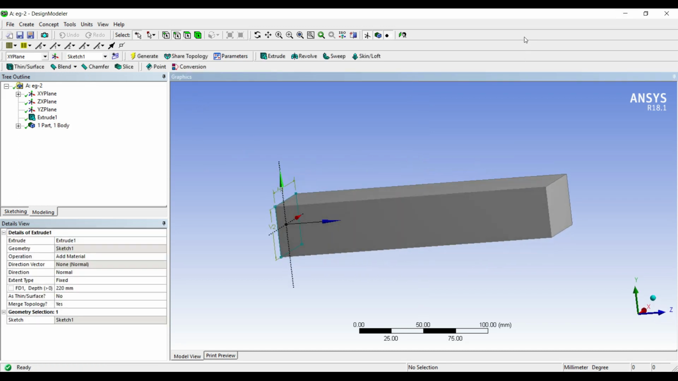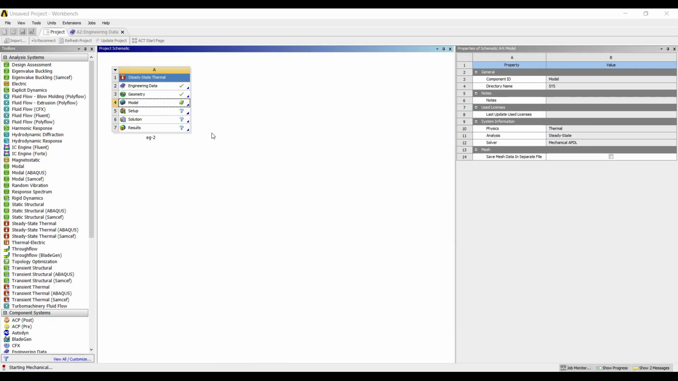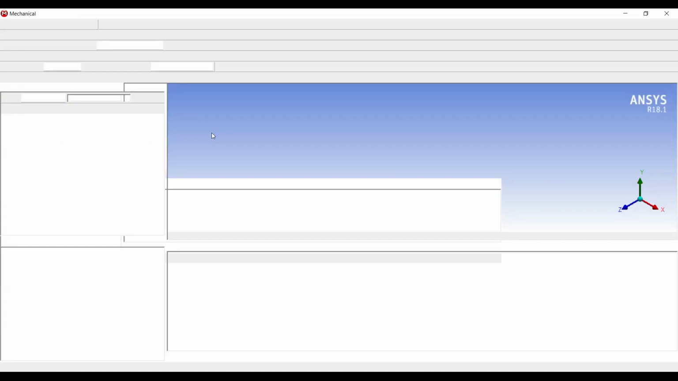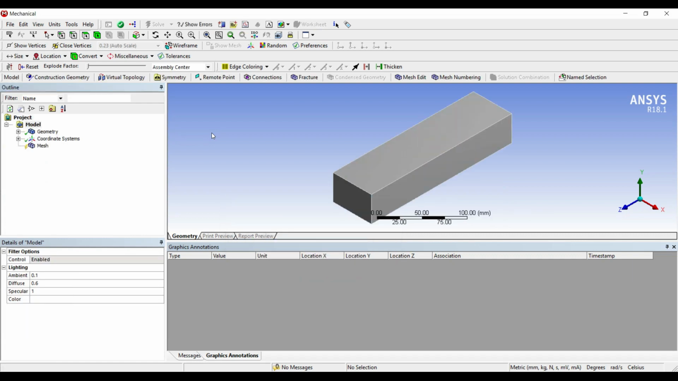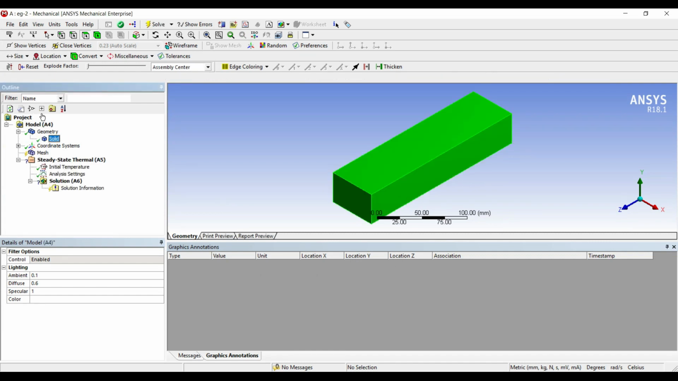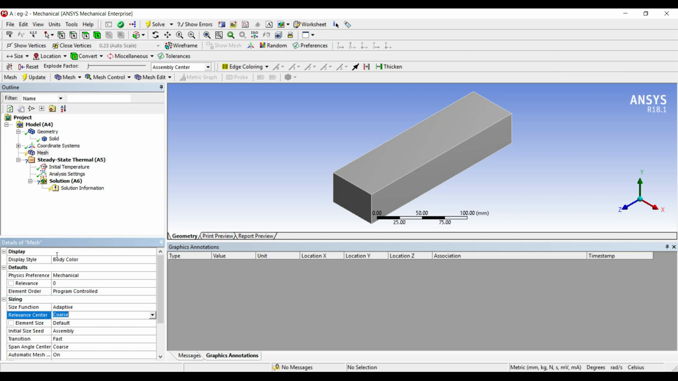This is my simple geometry. I'll go to model and double click on it. I'll go to geometry, solid, change the material to brick wall. Next I'll go to mesh. I'll choose sizing as fine, update.